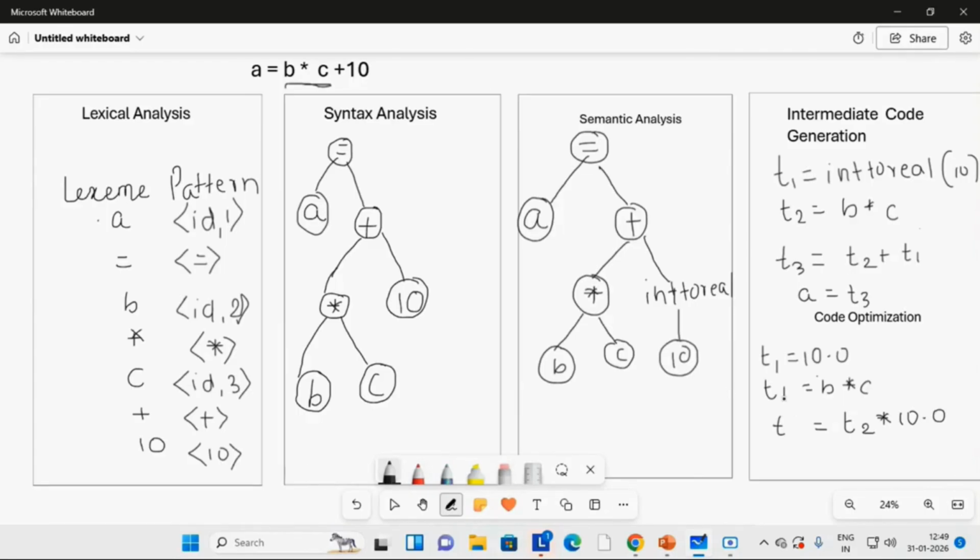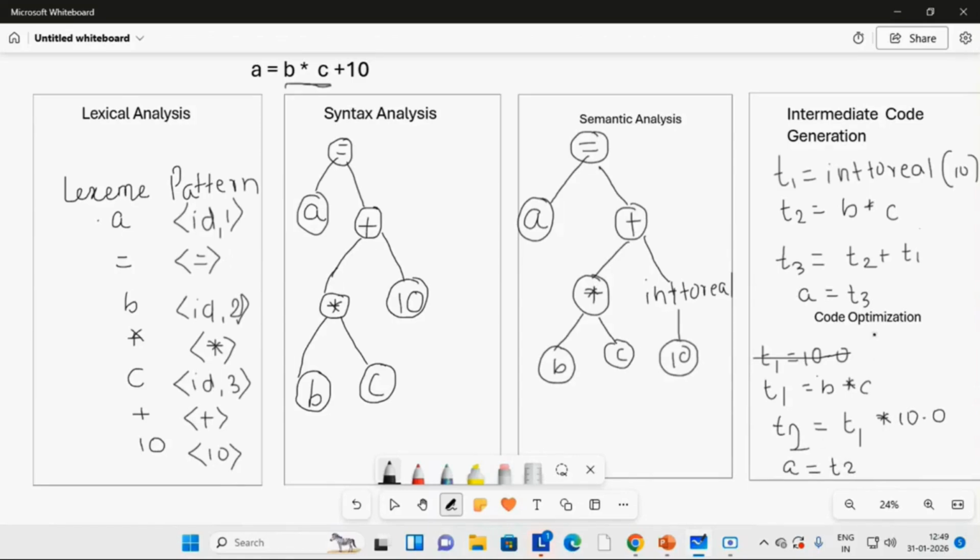I'll change this to T1 because this is no longer existing. And I will again change this T2 to T1. This T2 will be replaced by T1 and this will now become T2. So it is T1 is equal to B into C and T2 is equal to T1 plus 10.0. And the last is what? A is equal to T2.